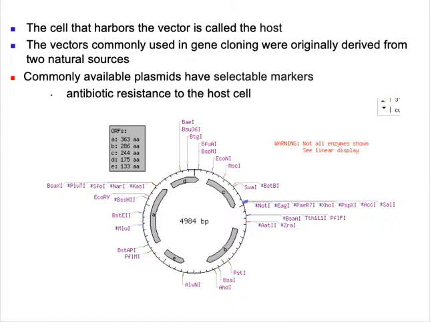The picture shown here shows you a plasmid. The gray arrows in the middle labeled A, B, C, D, and E are genes of a variety of different uses. One of them is beta-lactamase, which is used for antibiotic resistance against ampicillin.